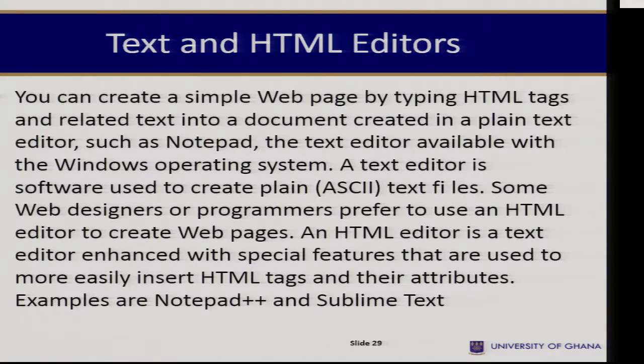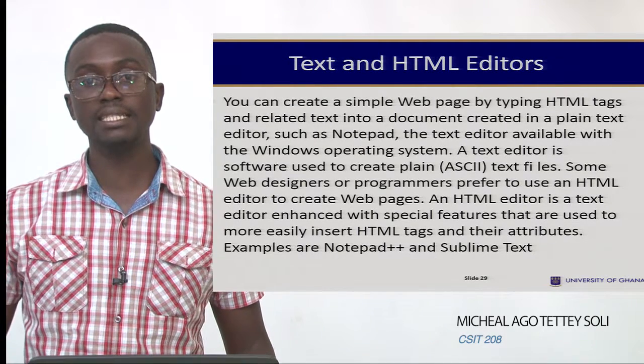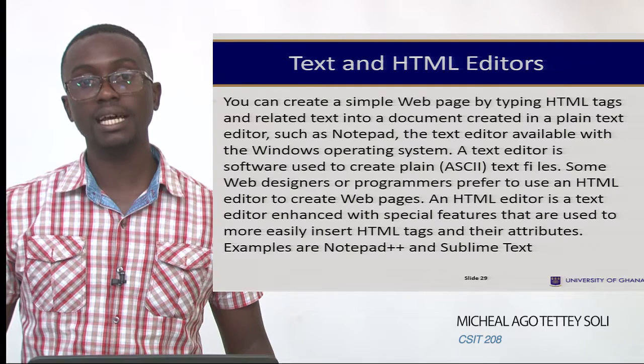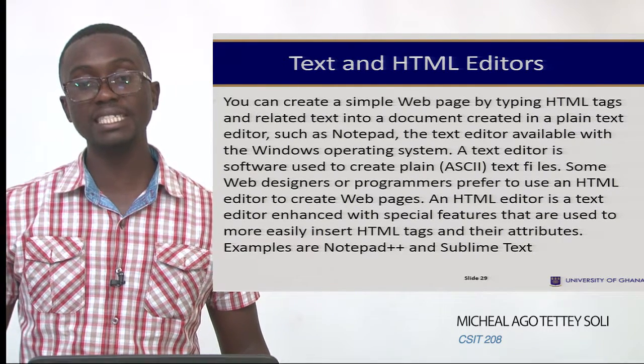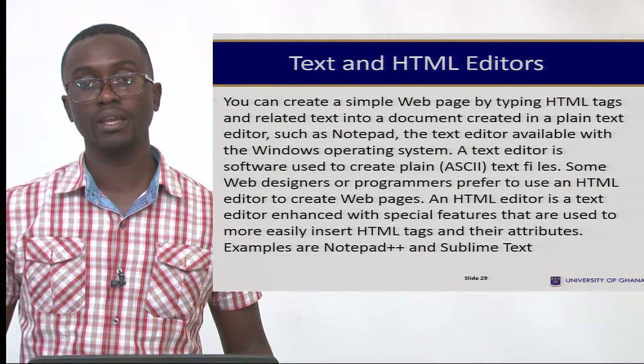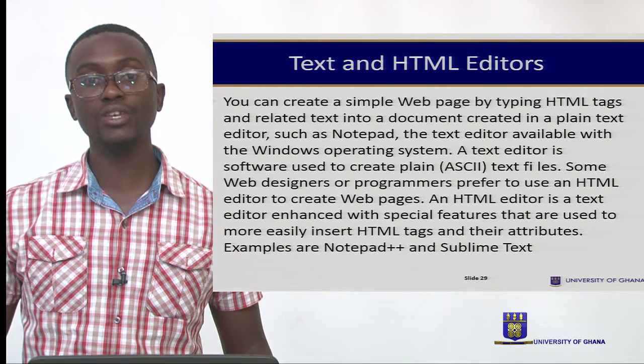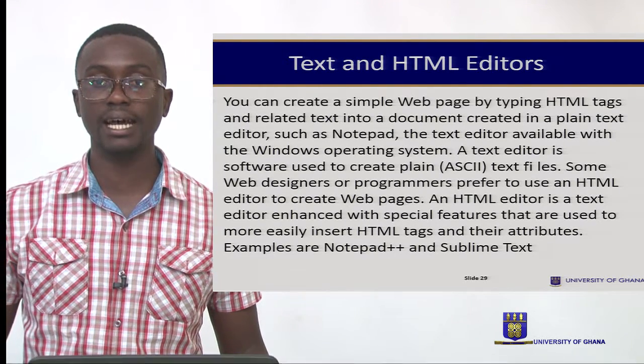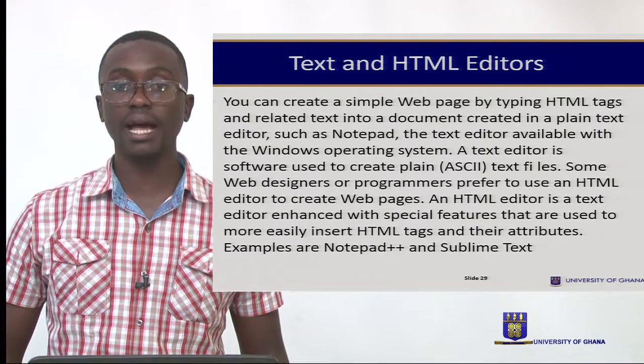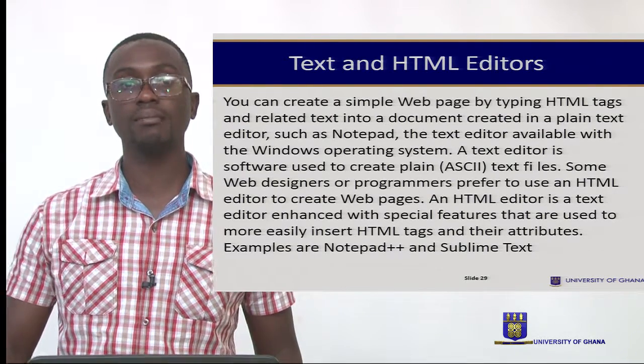We talk about text and HTML editors. You can create a simple web page by typing HTML tags and related text into a document created in plain text such as Notepad, the default text editor with the Windows operating system. A text editor is just a piece of software that is used to create plain text files. Some web designers or programmers prefer to use an HTML editor to create web pages. An HTML editor is a text editor enhanced with special features that are used to more easily insert HTML tags and their attributes. Examples are Notepad++ and Sublime Text.